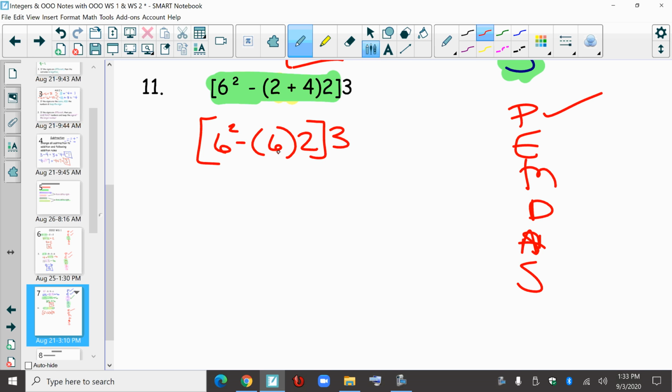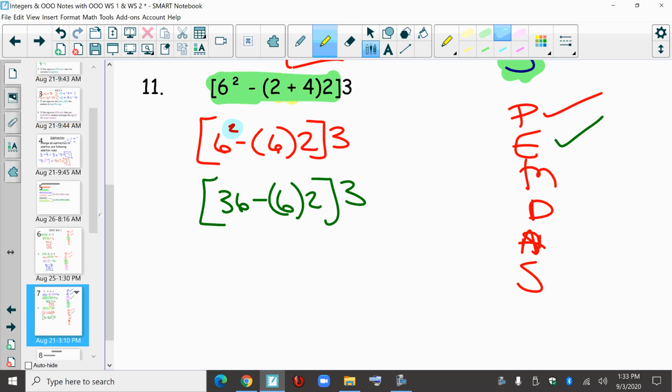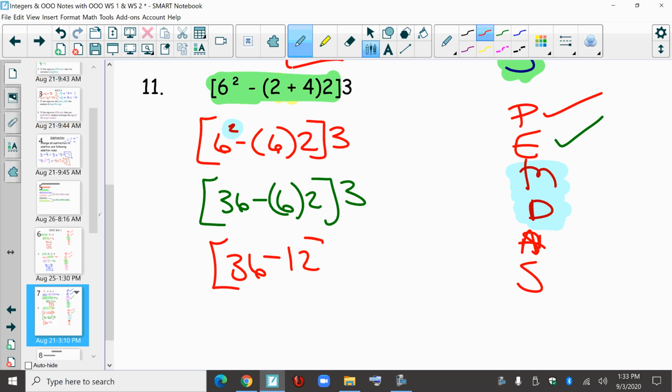So the next thing I need to do is, do I have any exponents? And yes, I do. It's right there. So I need to go ahead and do 6 squared, which is 36, minus 6, 2, and the 3. So now my exponent's done. The next thing I need to do is going to be multiplication and division from left to right. Well, my multiplication and division means that I have to now go ahead and drop down the 36, but I have to do 6 times 2, which is 12.